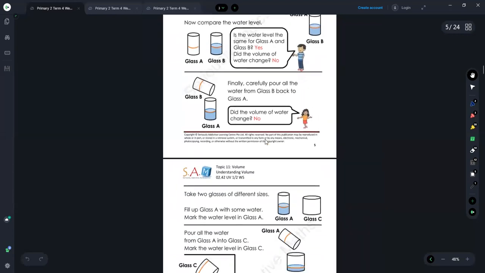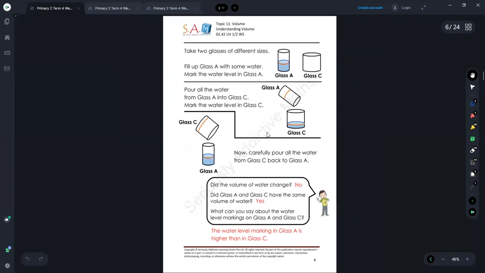It is the same. For this one here, you have 2 different containers. Let's say you pour water into glass A and put a mark here, and then you pour into glass B and put the mark again. You'll notice that between glass A and glass C, the water level is different, but the volume has not changed. So you can see that glass A is higher than glass C.